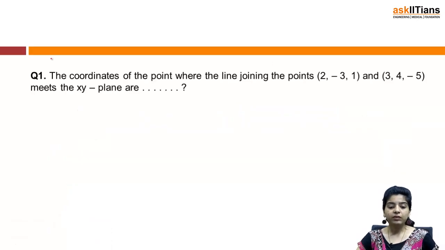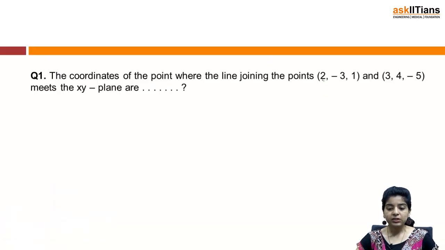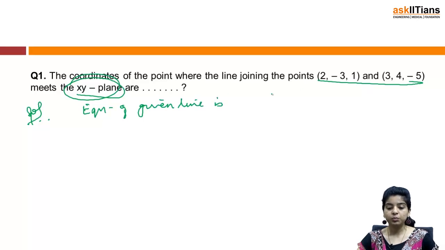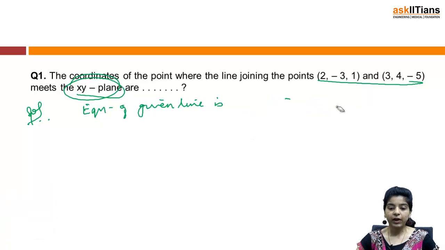The first question that we have is: the coordinates of the point where the line joining the points (2, -3, 1) and (3, 4, -5) meets the xy plane are. So the equation of the given line is, it's saying line joining these two points. I'll tell you how to write it down. If you remember, we have already discussed this.